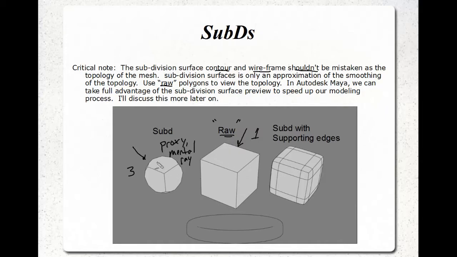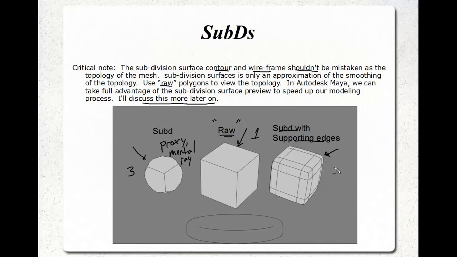So in order to capture and take advantage of this, in Autodesk Maya, we can take full advantage of subdivision surface preview to speed up our modeling process, and I'll discuss this all much more later on. The basic idea with this, though, just to give you a summary of it, is that with this one, I have subdivisions with supporting edges. And what this allows me to do is approximate this shape and then do a process called smoothing, which will convert it back to raw polygons, but still have this shape. And that's what we're really looking for.